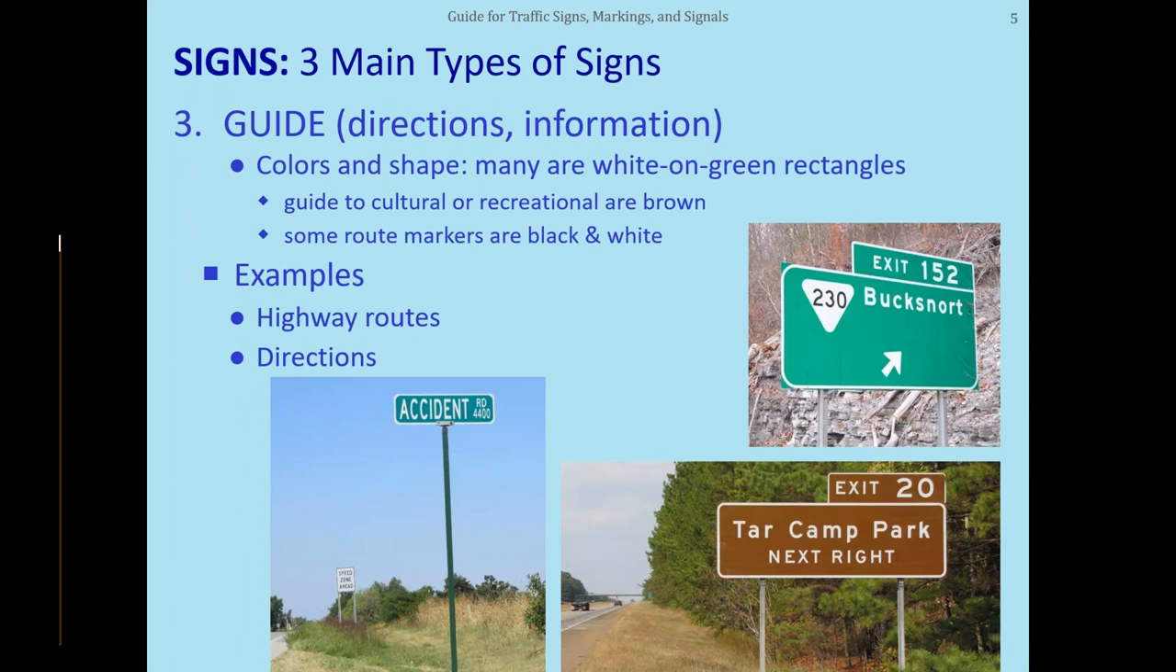The third main type of sign is the guide sign, giving directions and information. The majority of these are going to be white letters on a green background. However, one of the different variations is for cultural and recreational destinations. The colors are a brown background with white letters in front.